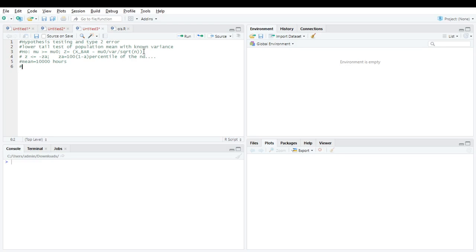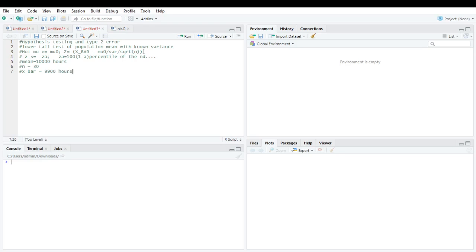Okay, so this is our first value. Now they have taken n, that means your sample size, as 30. In that case, you will be finding one sample value, that is your x bar, which is the mean of the sample. So in this case it is 9900, not 10,000 but 9900 hours. Okay, this is how you have to frame your problems.